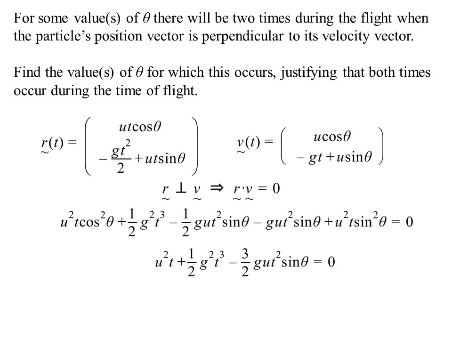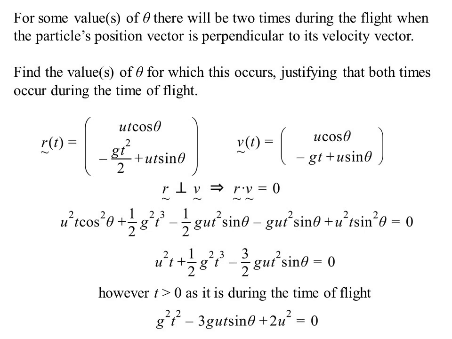But one thing I do know is that t is greater than 0, because it's the time of flight. Why is that important? Well, because I can just divide through by t. I know I'm not dividing by 0, because t equals 0 is not a possible solution to this problem, which means I now have a quadratic to solve. They've told me there are two distinct times this happens. If that's true, then the discriminant of that quadratic must be greater than 0.